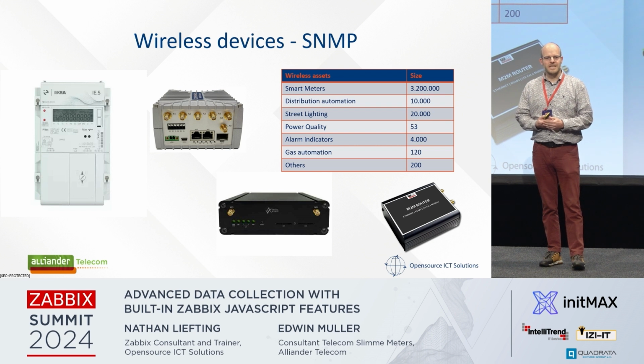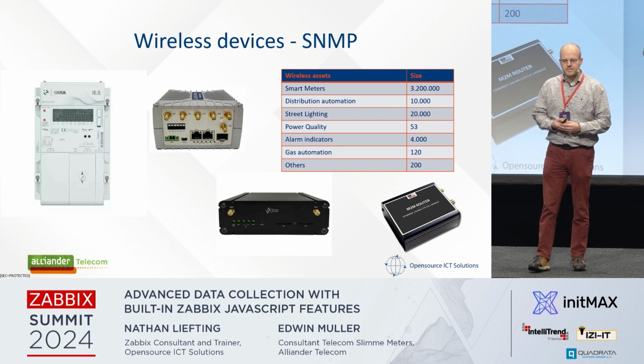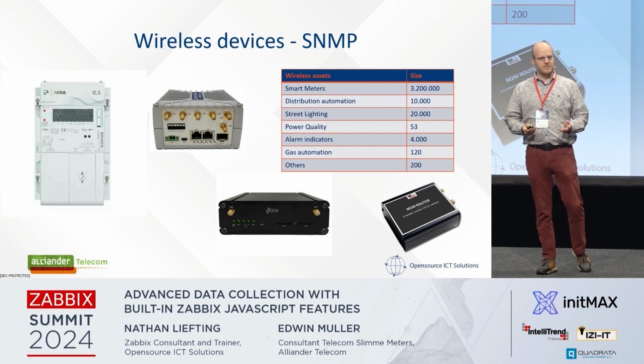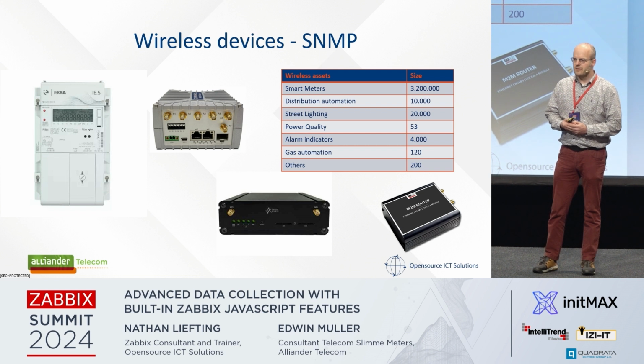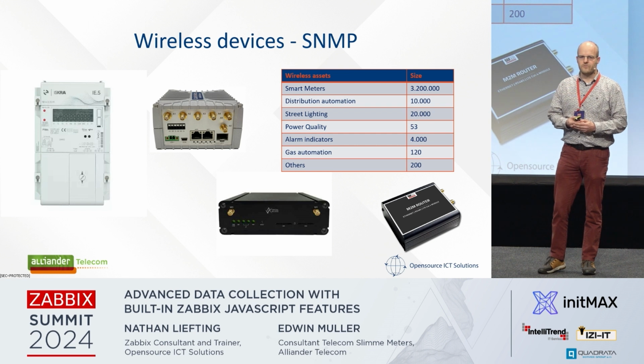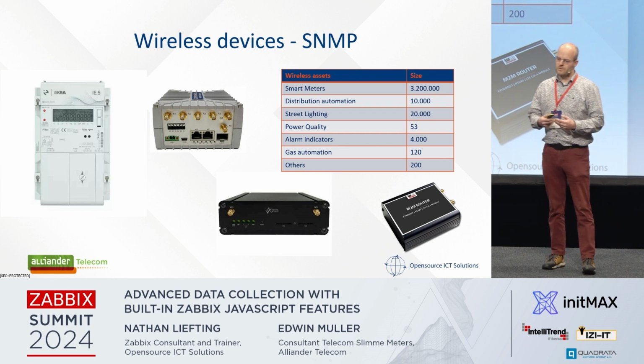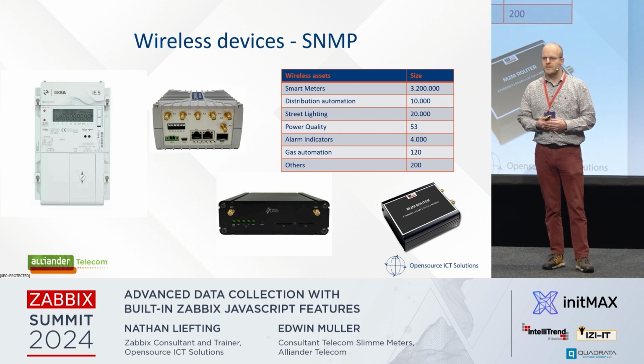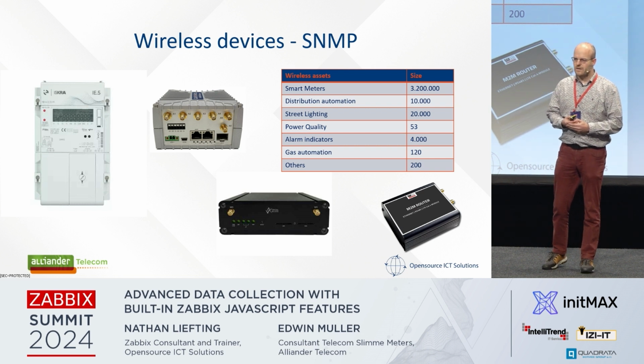So which are these assets? First, on the left side, you can see the smart meters. We have around 3.2 million of these smart meters. And the other 3 devices are routers. What we do with them is distribution automation, around 10,000. Street lighting, around 20,000 routers. They are based in the substations, so we can steer all the lighting in a small area.